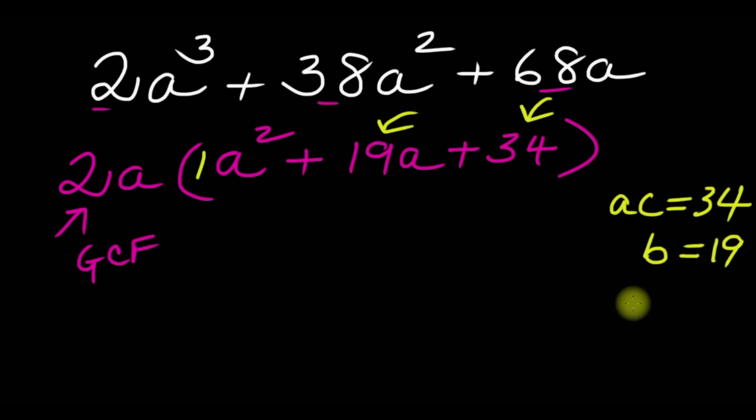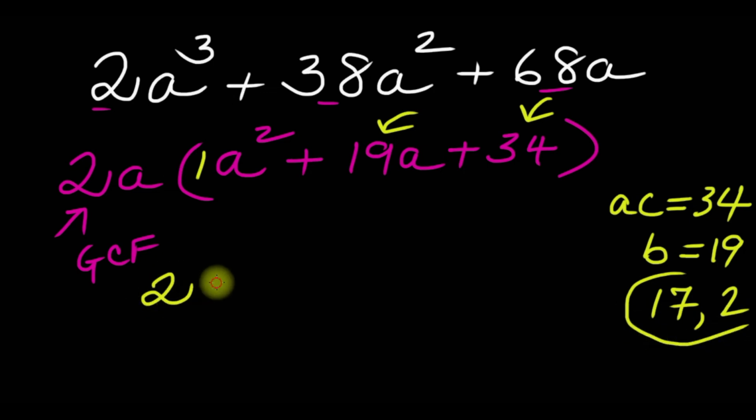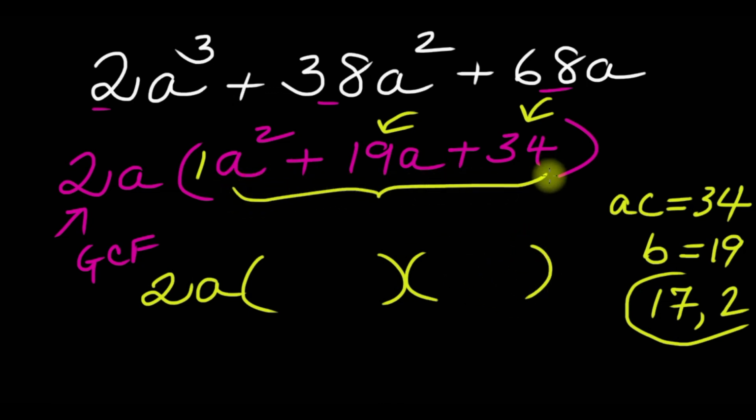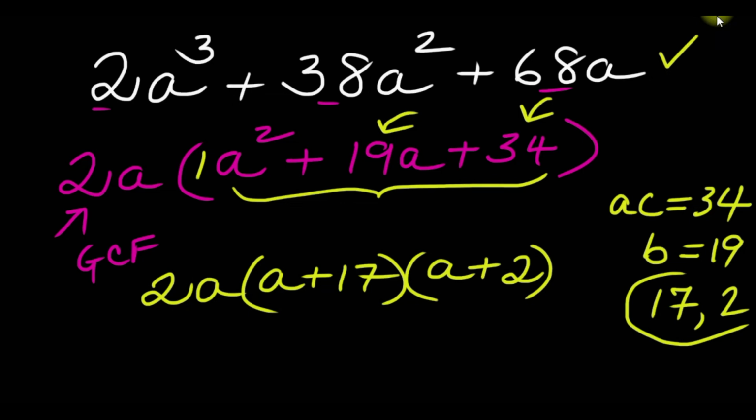Okay, so we have to come up with factors of 34 that when you add them up, it comes out to 19. So 17 and 2. Okay, so these are the 2 numbers. So we bring down the 2a. And then we're going to write out the factors of this. So it's going to be a plus 17 times a plus 2. Okay, so these are the factors of the original expression.